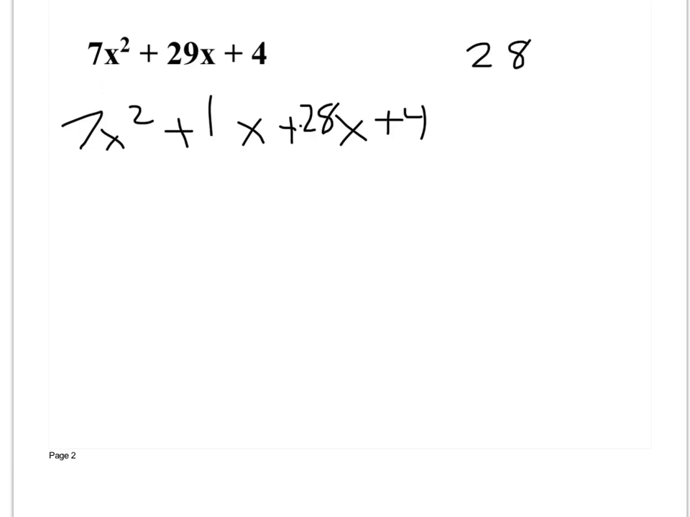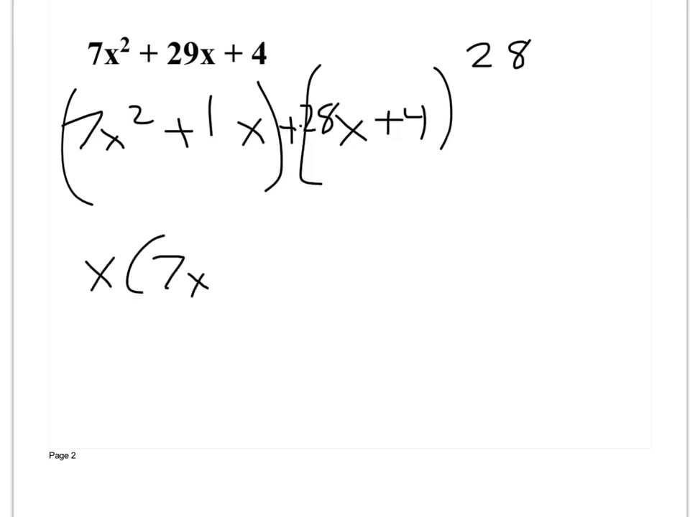So then what we do is we factor by grouping. Remember doing that? I make this a group, I make this a group, and I factor. What can I take out of 7x squared and x? X. What's left? 7, the x, and what else? 1. So then I factor the other group.